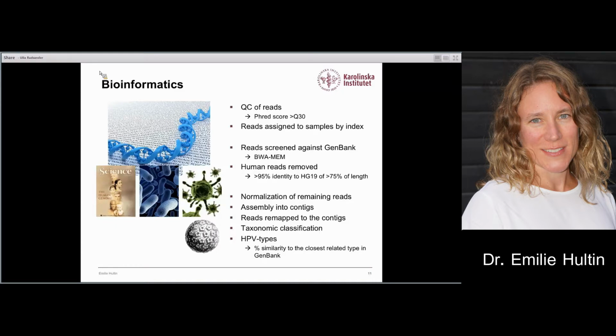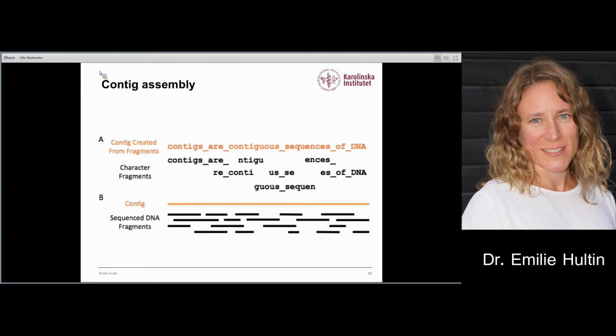The next step is to normalize all the reads and assemble the reads into contigs. And contig assembly is like a puzzle where on top here, in part A of the picture, we see just a normal sentence. The top sentence in orange, we can read like contigs are contiguous sequences of DNA. But from the sequencing, we just get parts of the sentence. So we have parts of the whole sentence, but they overlap with each other. So it's possible to put them together and make a complete whole sentence.